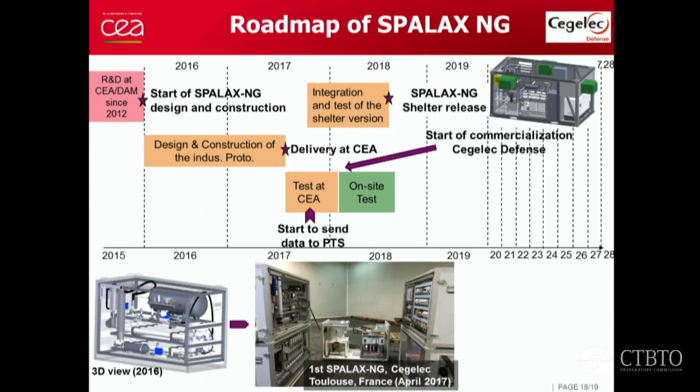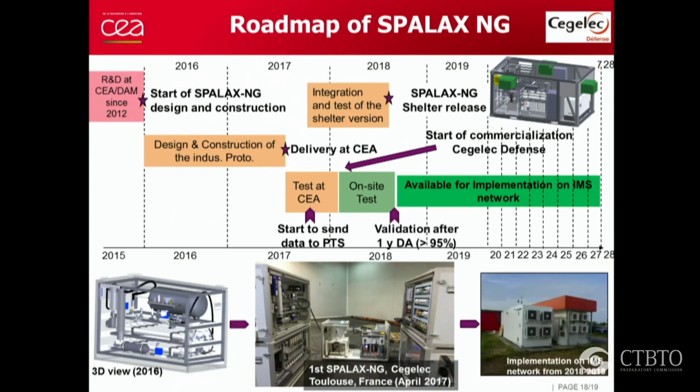of the system. Following this period, in collaboration with PTS and with Health Canada, because this on-site test will be done at Health Canada, we will perform a 6-month on-site test to definitively validate the system. So at the end, after 1 year of data availability higher than 95%, we validate the system, and the system will be available for implementation on the IMS network.